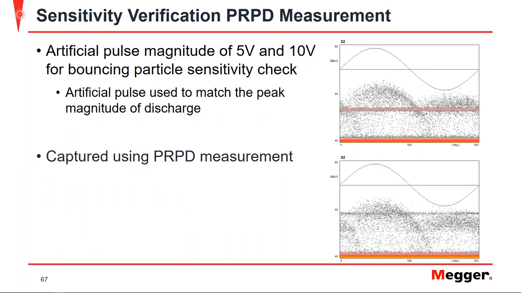Here we have just an example where we have the artificial pulse magnitude of both 5 volts and 10 volts for the bouncing particle sensitivity check, in which we're using the phase resolved partial discharge pattern. So the idea is to match this injected pulse to the peak of the 5 picocoulombs that we have. So you can see where the 5 volts and the 10 volts are in relation to the peak, again captured in your phase resolved partial discharge pattern. So again, I just wanted to show an example of that step there.